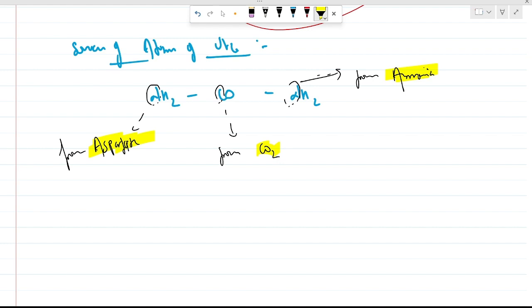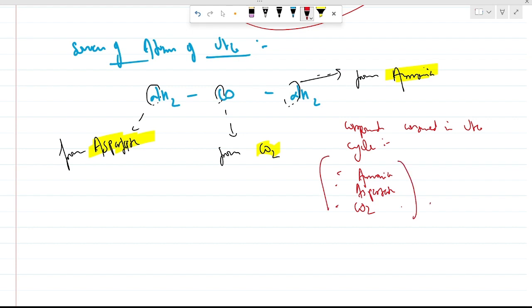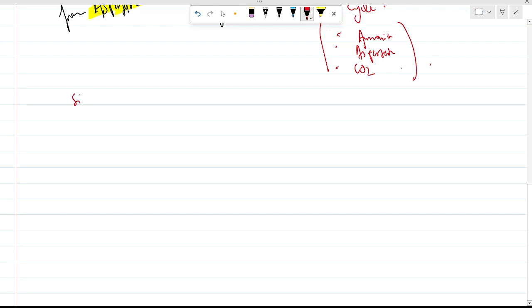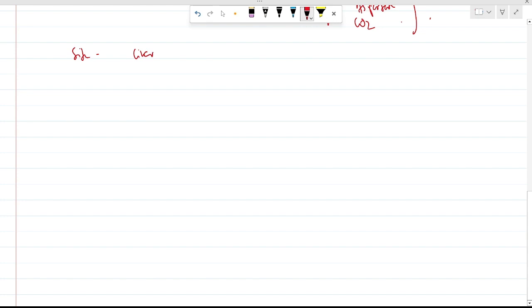So eventually we can say compounds consumed in urea cycle are ammonia, aspartate and carbon dioxide. These are compounds from which the atoms of urea are developed. They are consumed in urea cycle. Now urea cycle takes place in liver, and the organelles are cytoplasm and mitochondria.